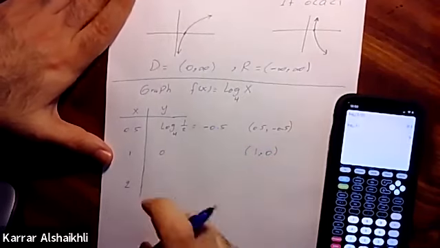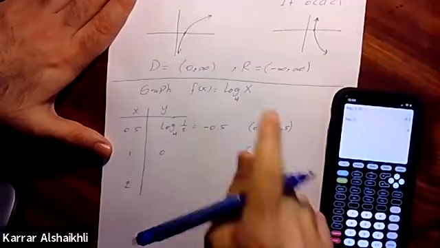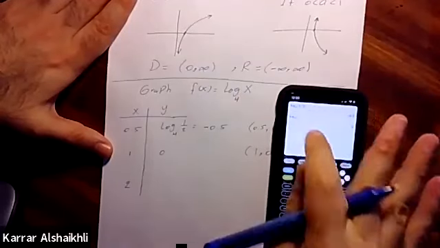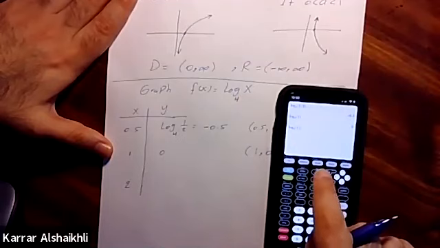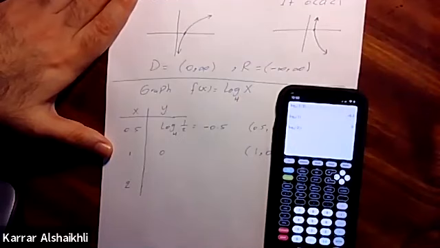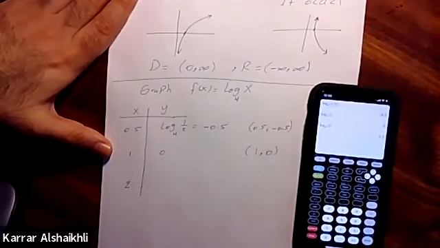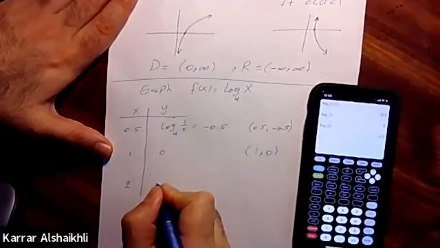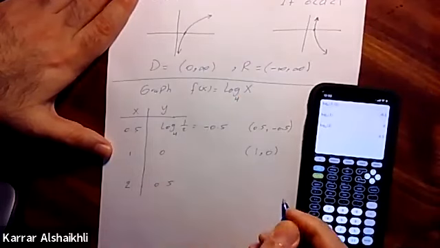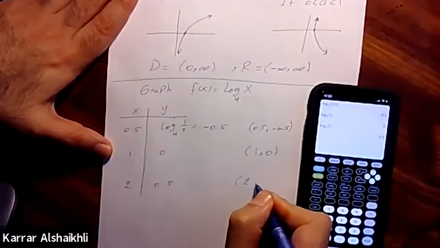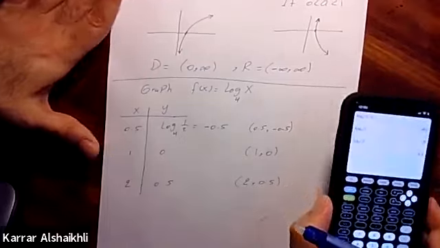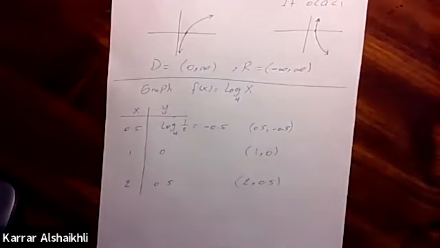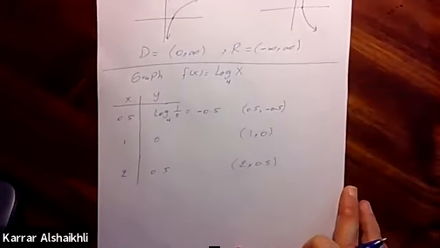Let's plug in 2 here. It's going to be the same one, but instead of the 1, I'm going to write down 2. And the result is going to be 0.5. So that means it's going to be 2 and 0.5. So you see, 3 points is going to be enough to graph the logarithm function.